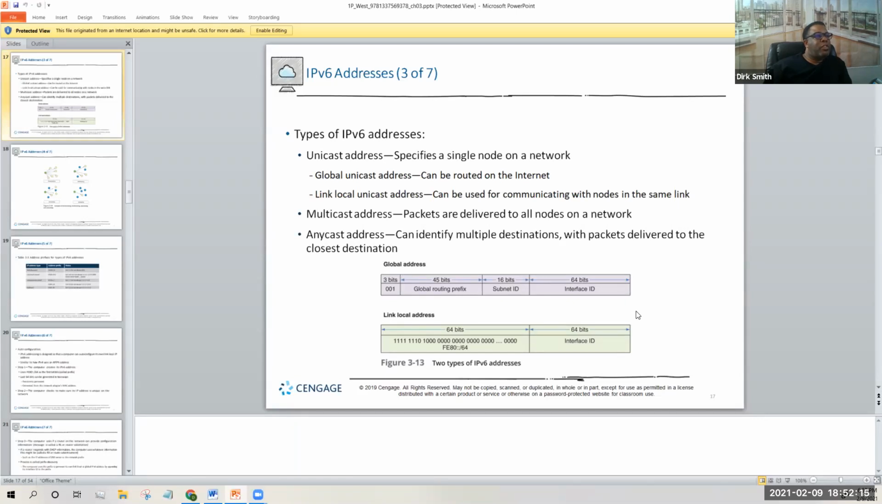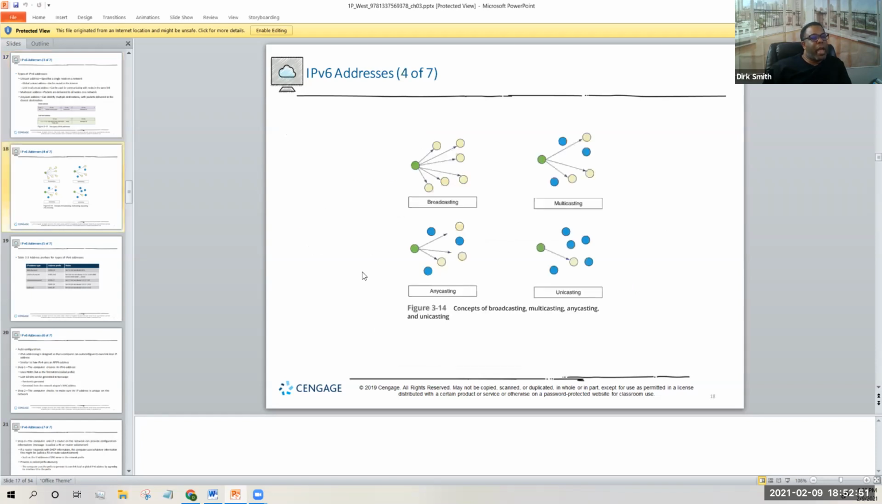Types of IPv6 addressing: unicast specifies a single node on the network. You've got global unicast addresses, which can be routed over the internet, and then you've got local unicast addressing, which can be used to communicate with a node on the same link. This is kind of how that works. We're not going to get deep into this. This is high in the weeds, but from a high-level point of view, this is kind of how unicast and local link addressing transport their packets.